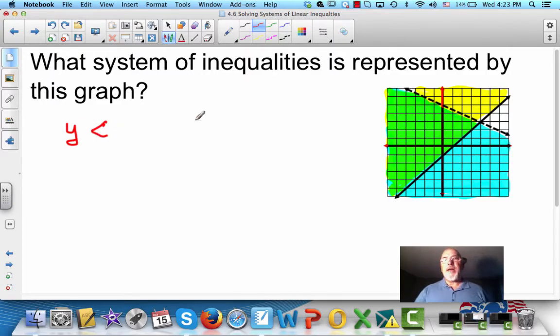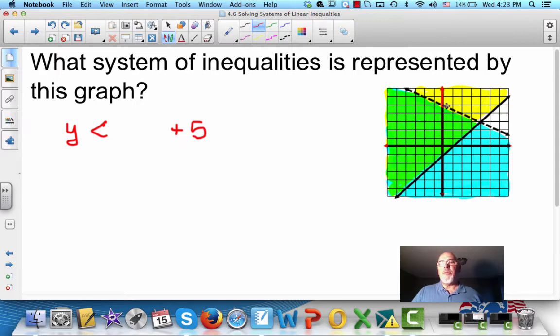Now the next thing you can find very easily is the y-intercept. The y-intercept is 1, 2, 3, 4, 5. Right here where it intercepts the y-axis is the y-intercept. So that's a positive 5. Now, you need to have the slope. So two things that you can do.